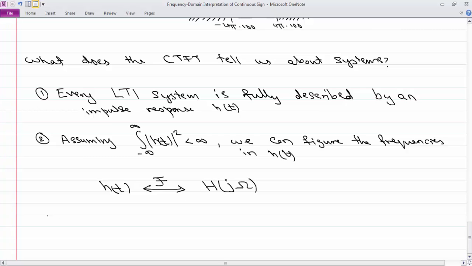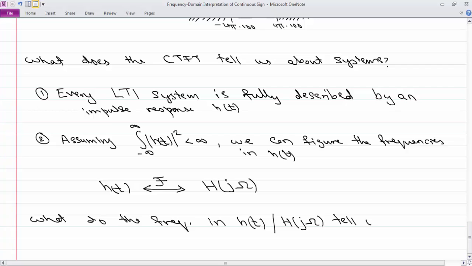Now, what do the frequencies in h of t, or equivalently H of j omega, tell us about the behavior of the system on inputs? So the Fourier transform of a signal tells us which frequencies are present, but what does the Fourier transform of the impulse response tell us in terms of the system? What is the system doing on the signal?